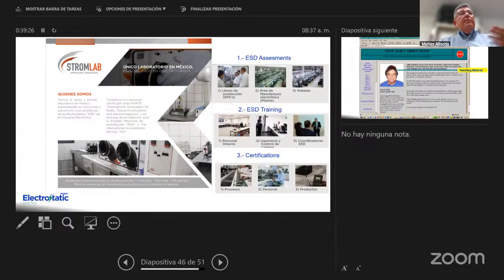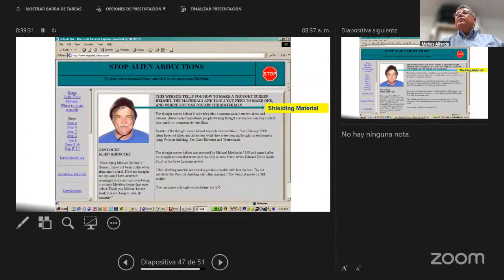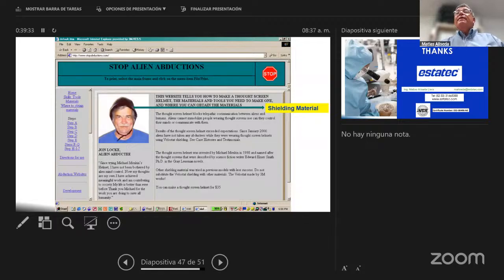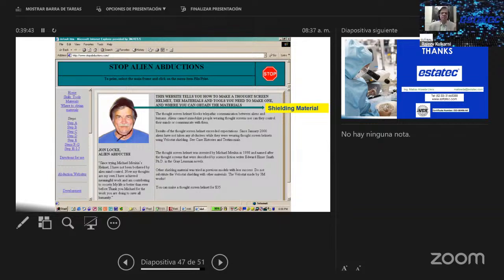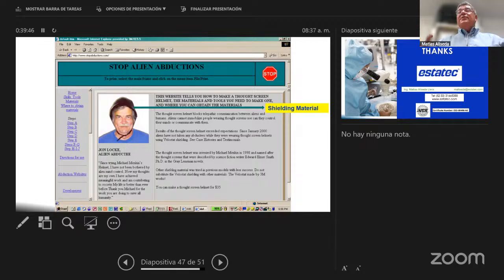Or if you go very deep and you know a lot about ESD, you can do this: this guy made an ESD shielding cap to avoid alien abduction. So ESD can be anywhere. But don't do that, by the way.